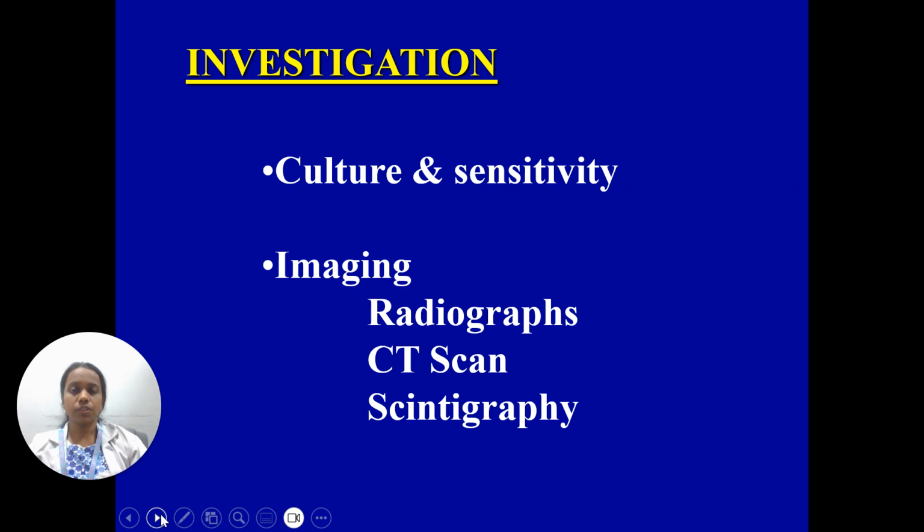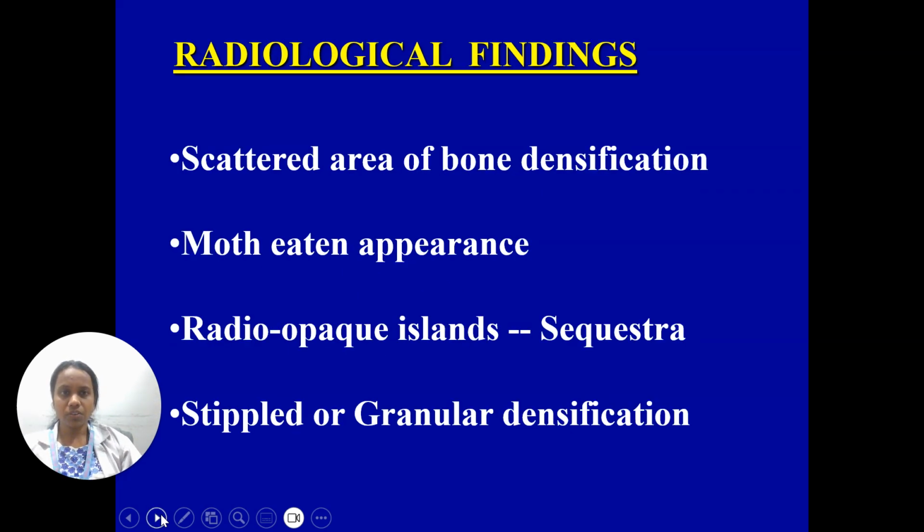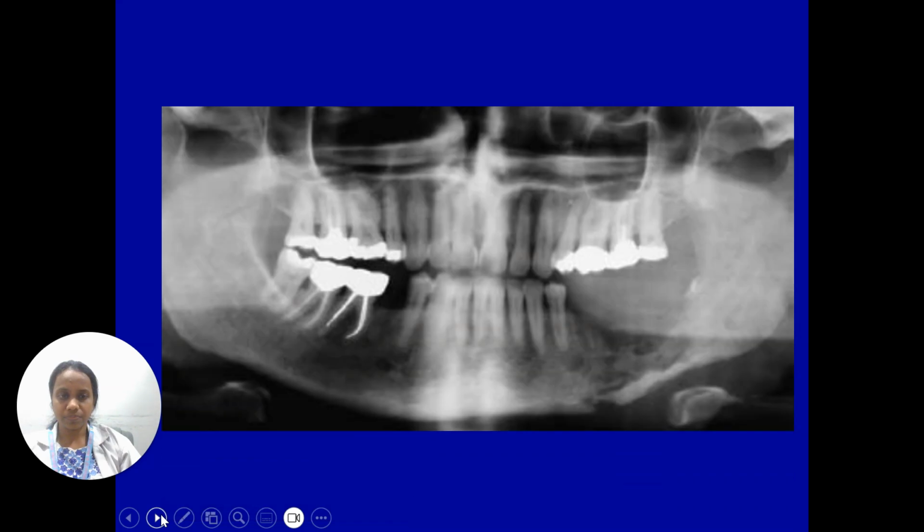So the further investigations which need to be done are the culture and sensitivity to identify the causative microorganisms, and the imaging required is a plain radiograph or a conventional radiograph along with the CT scan or the bone scintigraphy. Radiographic appearance: there is a scattered area of bone densification, moth-eaten appearance, radio-opaque islands, which are nothing but the sequestra, which appear more dense than the involucra, and a stippled or a granular densification is seen.